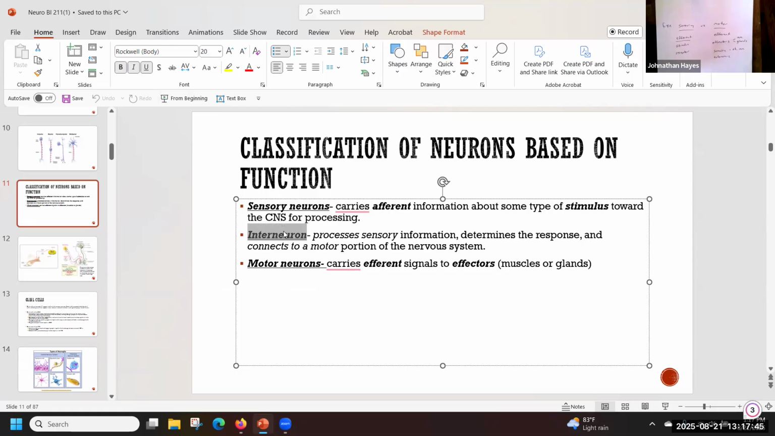You could also think about these as being processing centers, because when I'm sending sensory information toward an interneuron, it's got to decide, well, where does this go next? There's a decision to be made. So they're processing portions, but they're also usually short. So sometimes they'll ask which of the following types of neurons are unmyelinated or have unmyelinated axons. And it's usually interneurons because they're short.